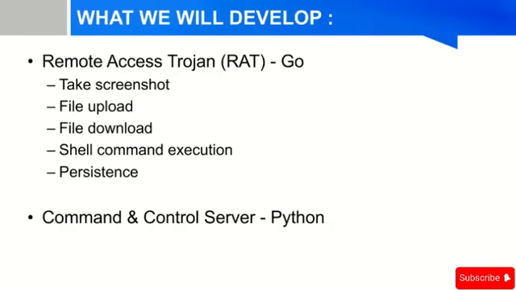So what are we going to be developing? This is a practical course, and therefore we are going to actually create our own malware from scratch. We are going to be developing a remote access Trojan using the Go programming language, and later on create a command and control server for the same using Python. Our malware is going to have all these capabilities: take a screenshot, file upload, file download, shell command execution, and we shall finally take a look at persistence.